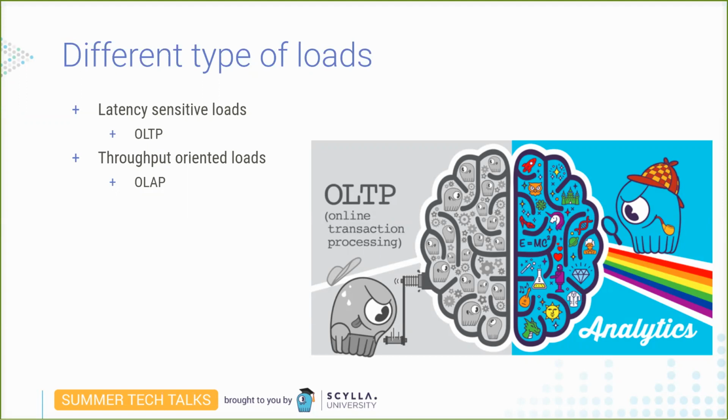Throughput is the amount of data or operations processed by the server per time unit. This can be increased by expanding the cluster and adding hardware and nodes to it. Those make up two common workload types.